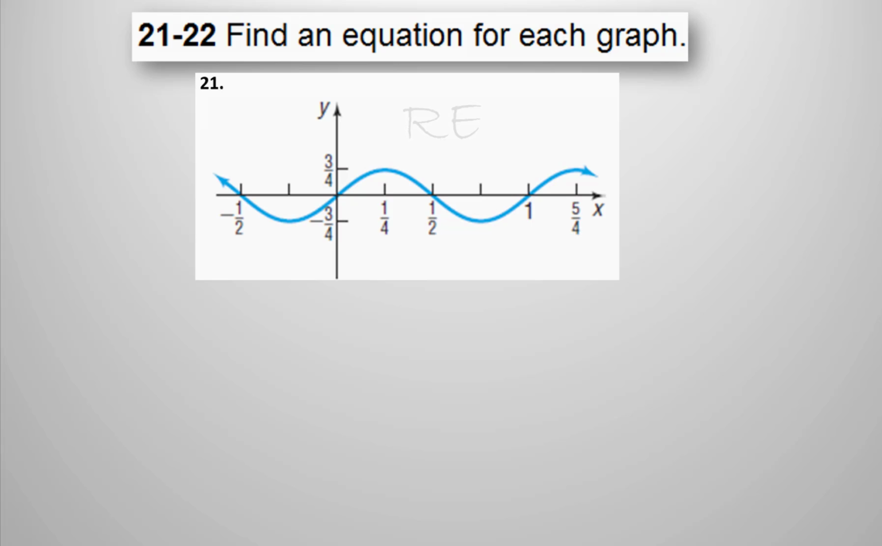Find an equation for each graph. Number one, student must be aware that the parent function for this graph is the sine function with an amplitude of 1 and a period of 2 pi. This parent function is y is equal to sine x.